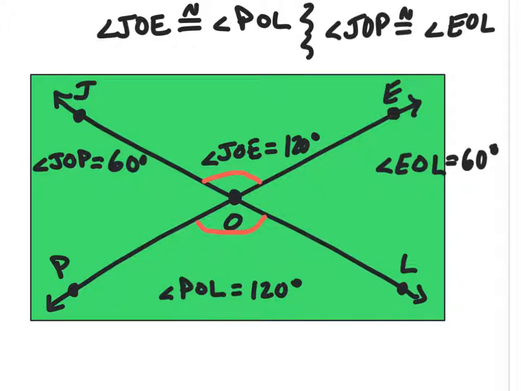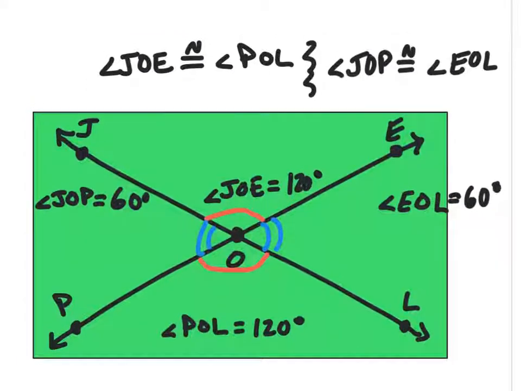Because these two angles are congruent, JOP is 60, so EOL is 60. Let's mark off with two arc marks that these are congruent. Now, do you know what we call these angles that are across from each other? Does anybody have an idea what we call these kinds of angles? Well, they are congruent, but they have a specific name. They're not reflective. Are they reflective though, technically? Because they're reflected. Kind of, yeah.